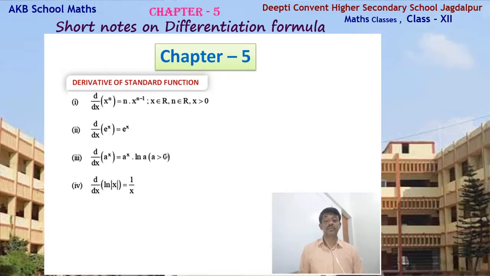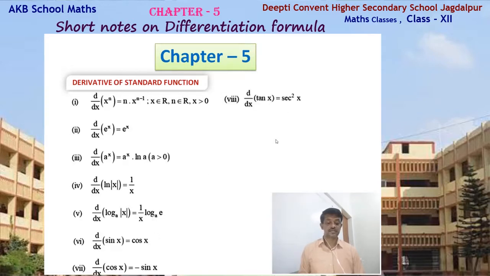The derivative of log x is 1 by x, where ln means base e. And the derivative of log x to the base a is 1 by x times log e to the base a. This is the derivative formula.